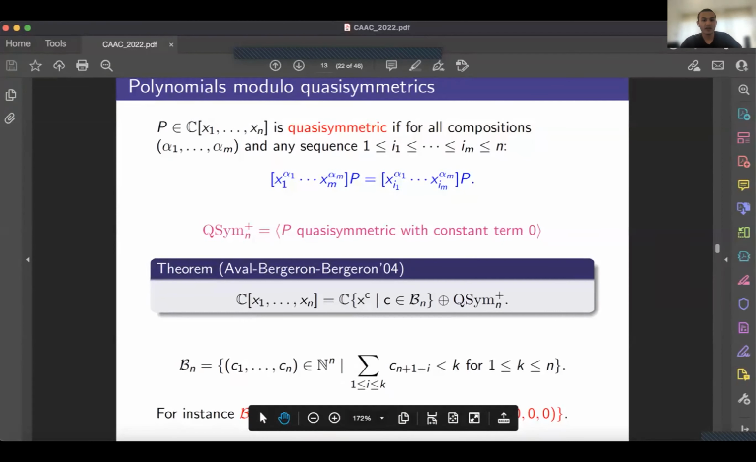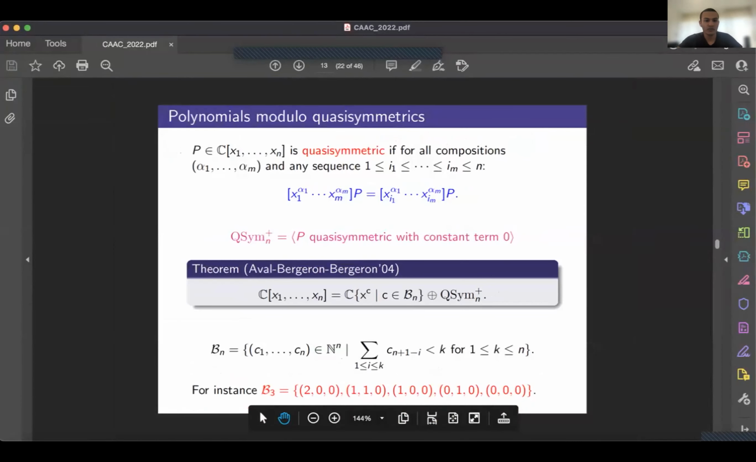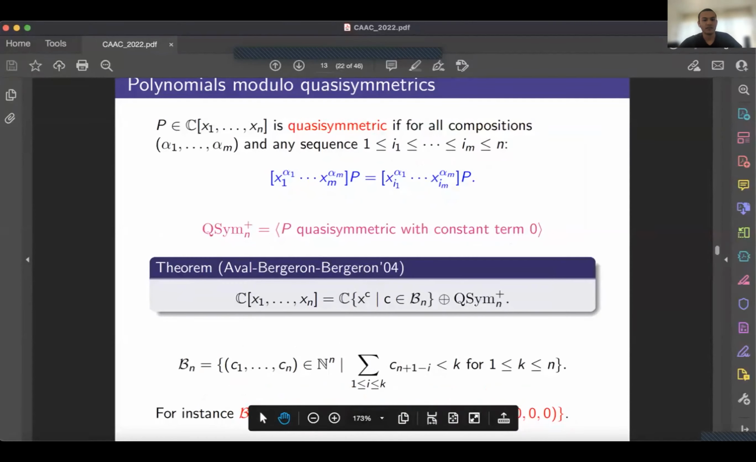Okay. Monomials are supposed to remind you, or at least evoke Catalan numbers. Okay, so I'm looking at integer sequences where every suffix of length k has a sum of parts less than k. So this is a very Catalan object.